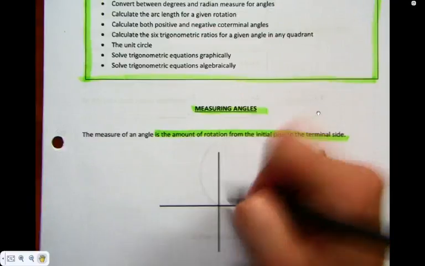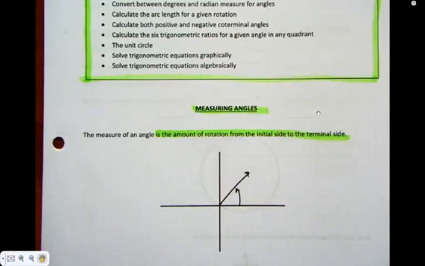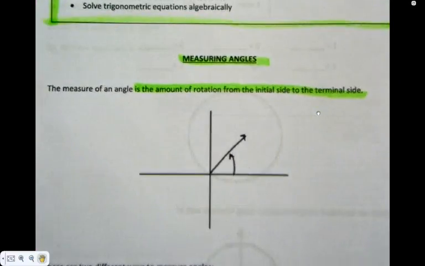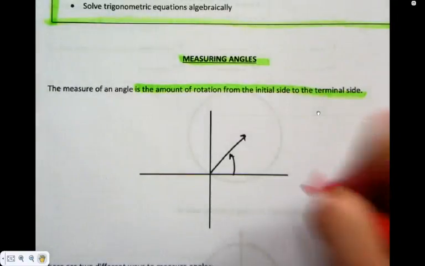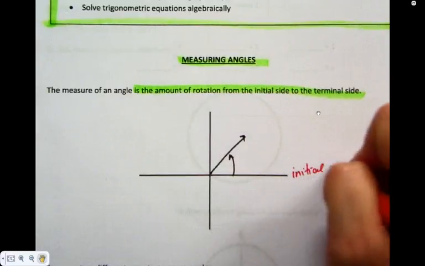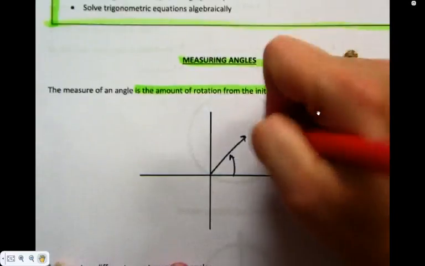So for example, if I'm to draw any angle, because of the way I've put the arrow on this angle, it's telling you that for this one, the x-axis is the initial side. The line I drew is the terminal side.